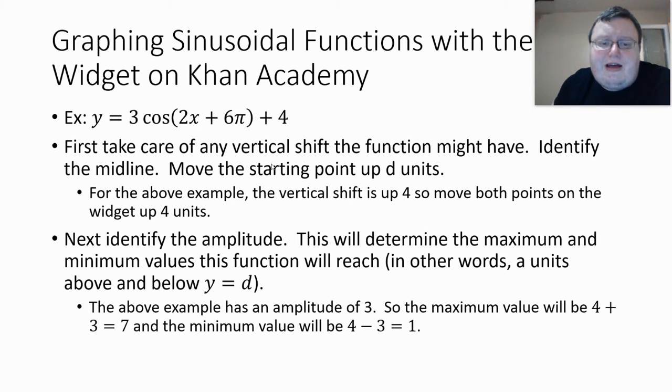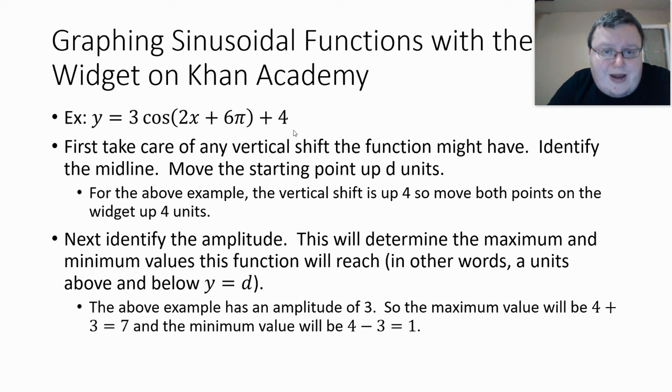Next, you want to identify the amplitude. So this will help determine the maximum and the minimum values of the function. So you look for the A value. In other words, the maximum value is going to be A units above the line y equals D, and the minimum is going to be A units below y equals D. So the above example has an amplitude of 3. That's the A value right here, 3.